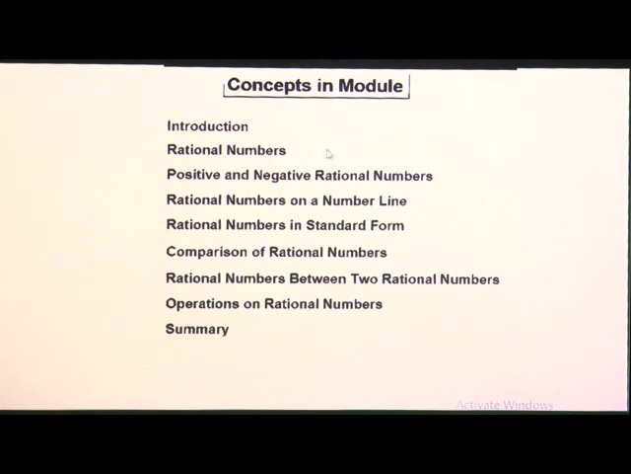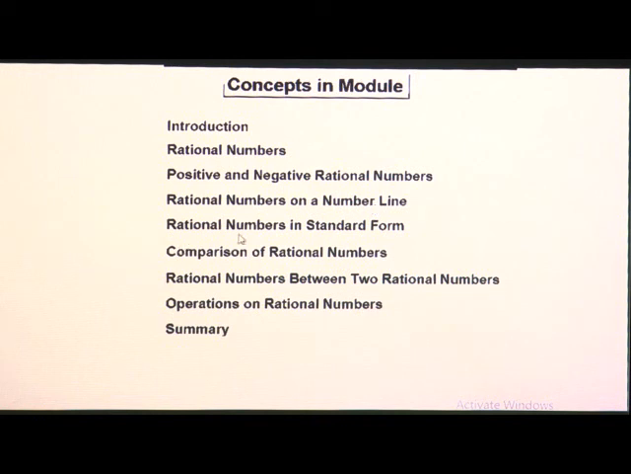Now, what are we going to learn in this chapter on rational numbers? First, the introduction, concepts and the modules. What are rational numbers? How they are denoted, that we will see. Positive and negative rational numbers. Rational numbers on a number line. When it is a positive or negative integer, between these two integers there are some fractions that are nothing but rational numbers. We will find them on a number line.